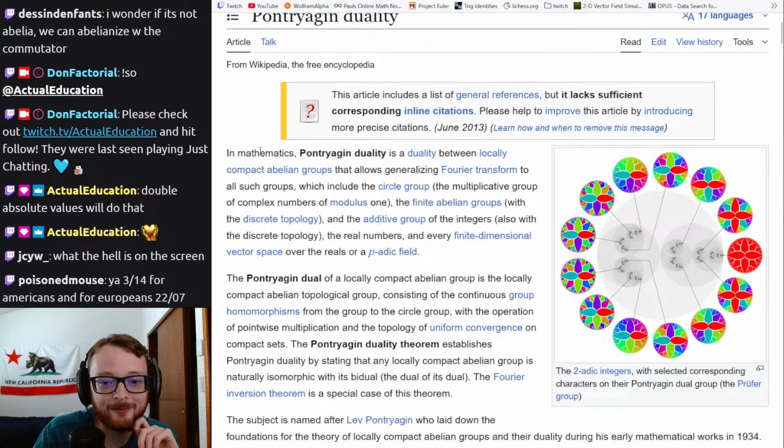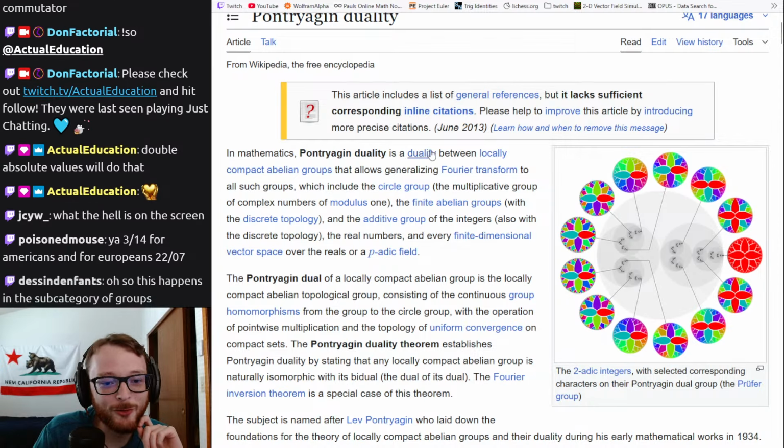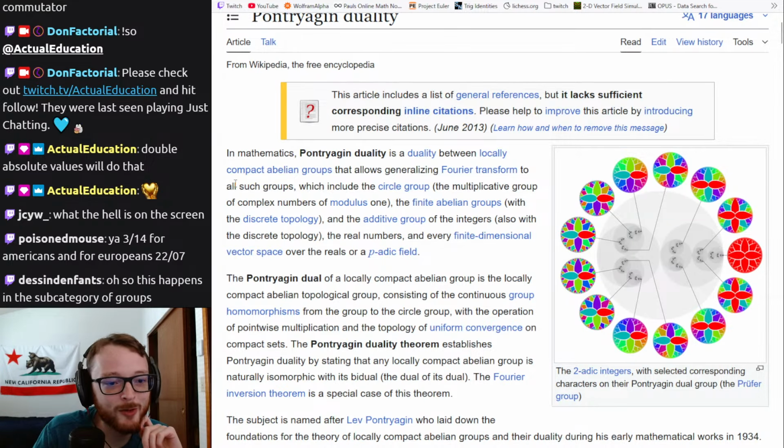On the screen here, I have no clue. Pontryagin? How do you pronounce that? Duality is a duality between locally compact abelian groups that allows generalizing the Fourier transform to all such groups.